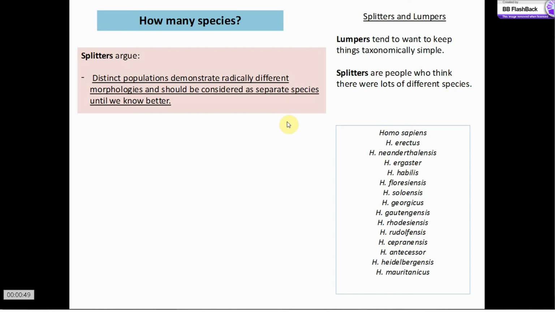The splitter's mantra is, if it's a distinct population, if it's got different morphologies and different bodies, then we should consider them to be separate species until we know better. There's really a lot here. So, for instance, all these, Homo erectus, Homo ergaster, Homo siloensis, Homo georgicus, Homo gautengensis, Homo rhodesiensis, Homo seprenensis, all of those might be one species if you were a lumper.